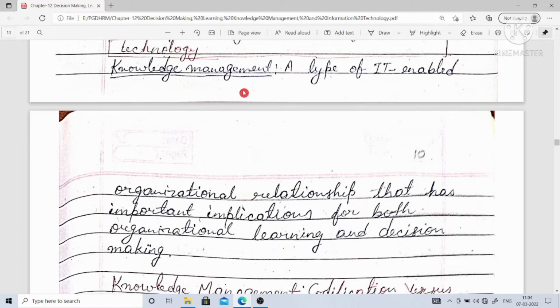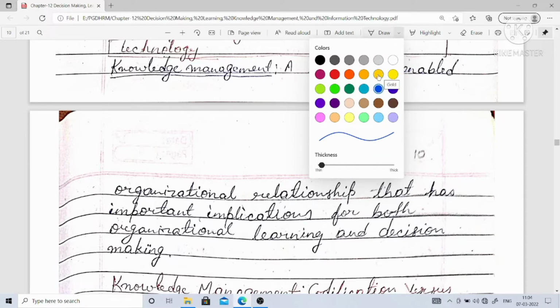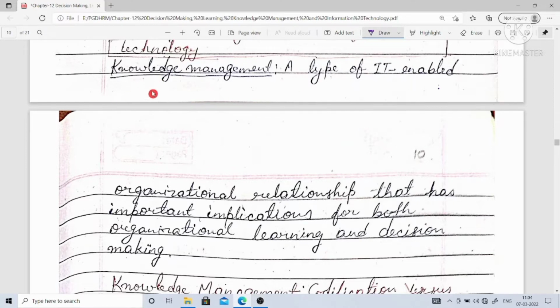Now you can see here, it is a type of IT enabled organizational relationship. So knowledge management is an IT enabled organizational relationship that has important implications for both organizational learning and decision making. It means knowledge management is important for organizational learning and decision making.